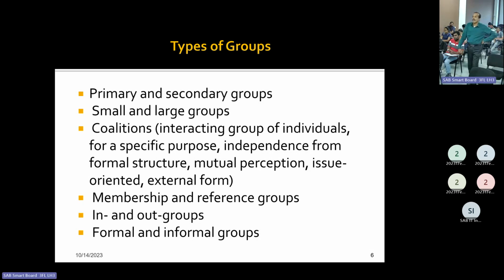The board of directors, even trade unions, are coalitions. In societies also, there are different coalitions. Different groups are there, political parties are there. At the national level also there are trade unions.